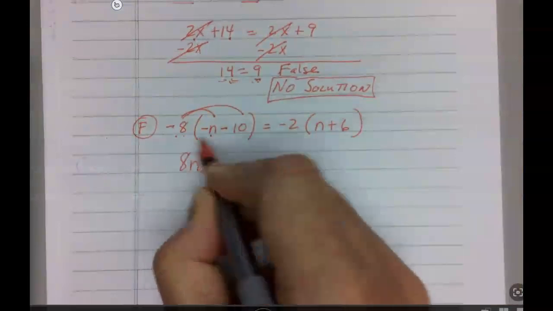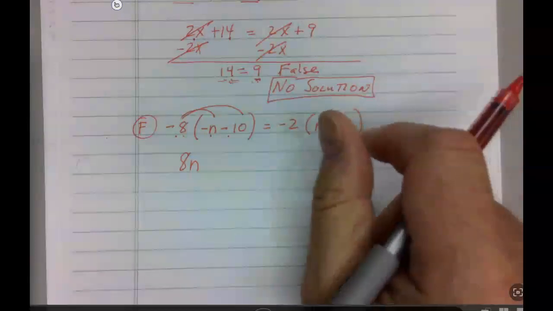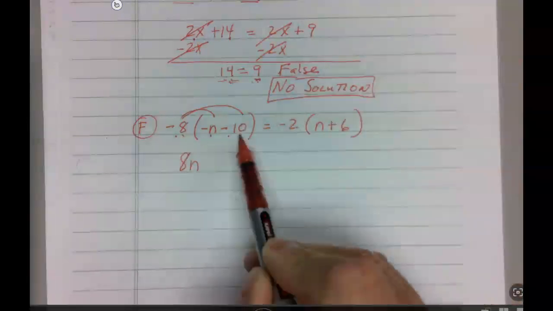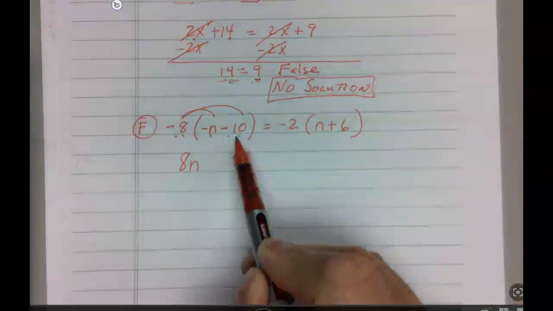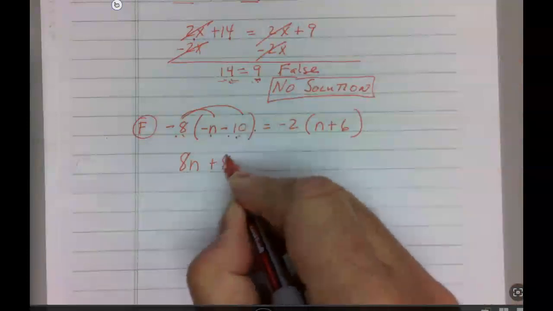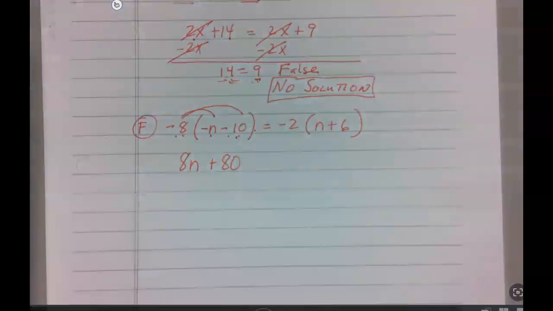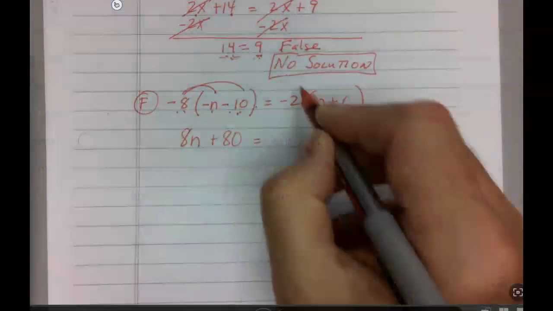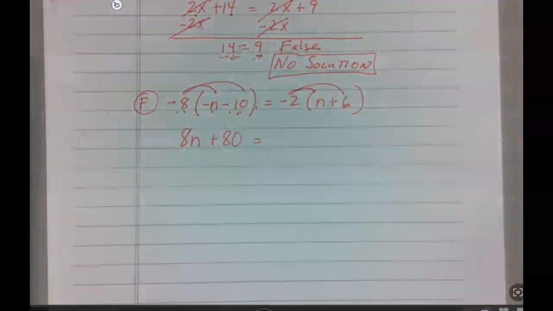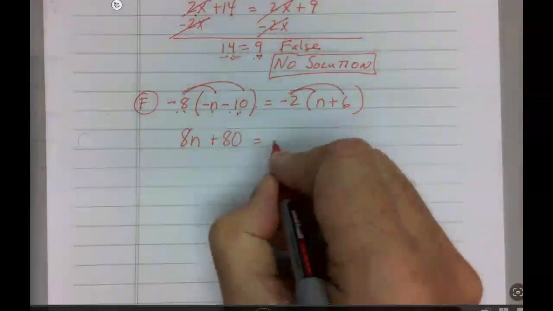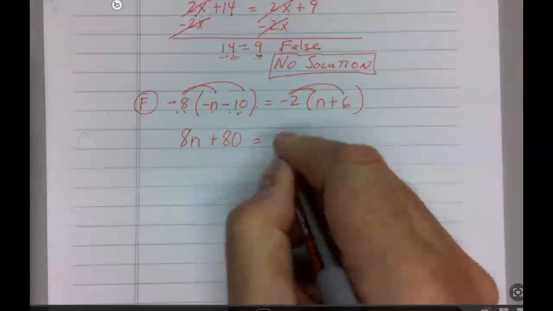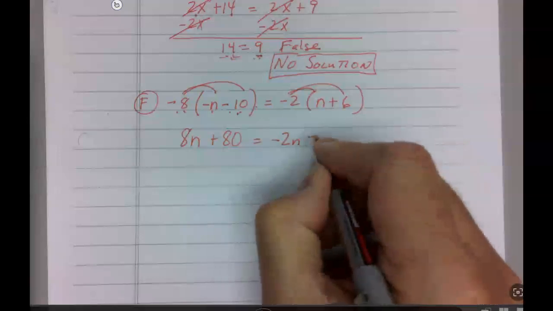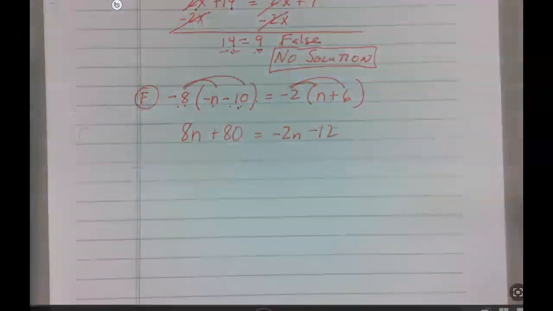And what's negative 8n times negative 10? Okay, stop. Don't use your calculator. Let me show you a little trick. What's 8 times 1? 8. Add a 0. Math's knowing the tricks. Okay, Mac, what's negative 2 times that parenthesis? What do you get? Negative 2n and negative 12. Very good. Nice job.